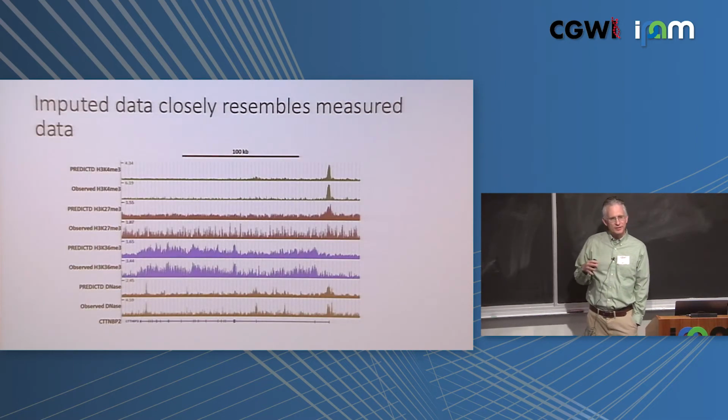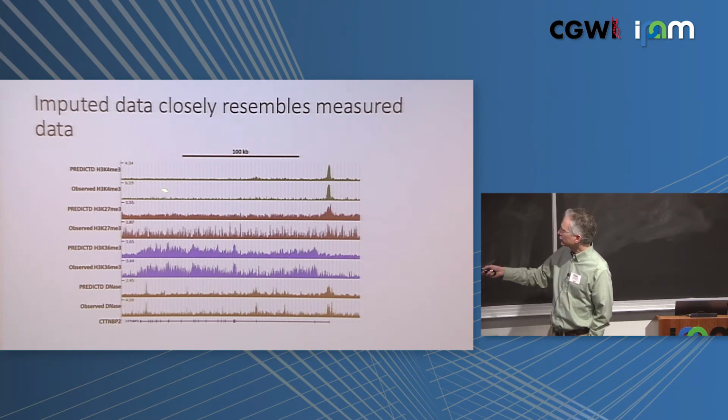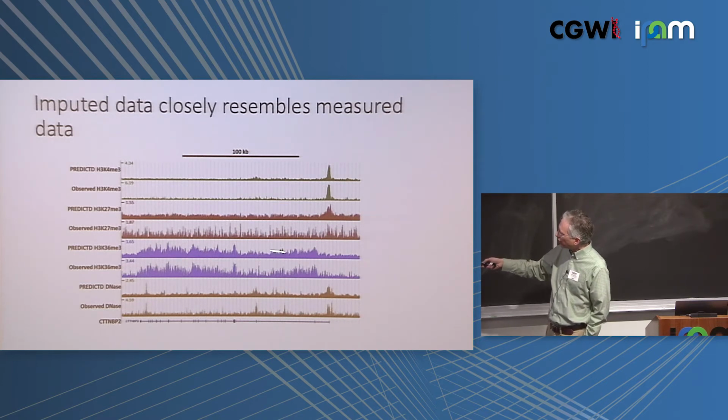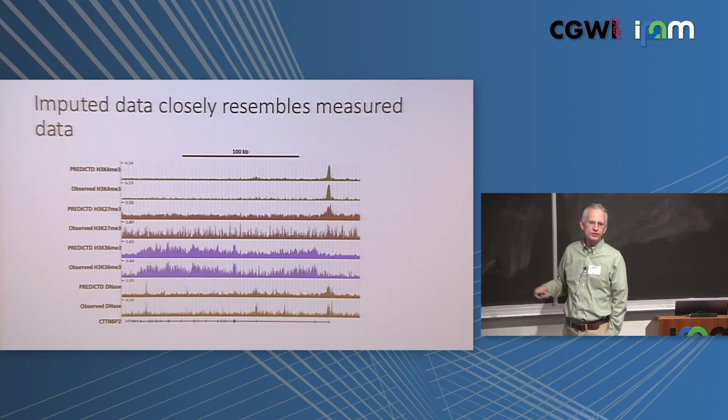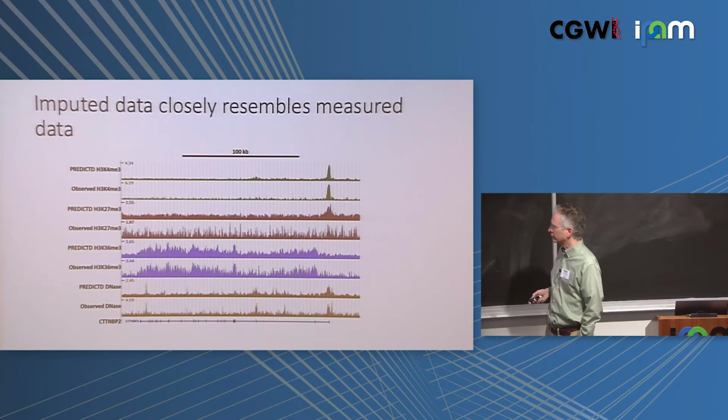So the nice thing is that, just qualitatively, here's a picture just showing pairs of tracks. This is the imputed data on the top, and this is the observed data from the held out test set, right? So you can look at it and you can just see, okay, it does seem to be doing qualitatively a pretty good job. Each of these pairs, they look pretty similar. And this is not cherry picked. This is just more or less what it typically looks like looking across the genome.